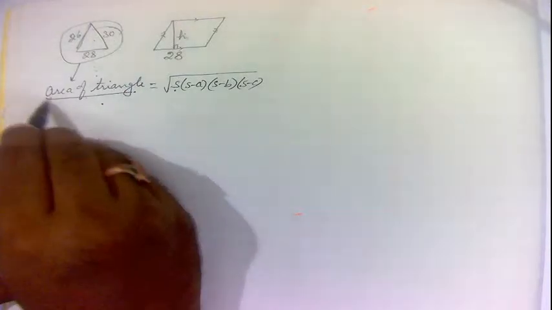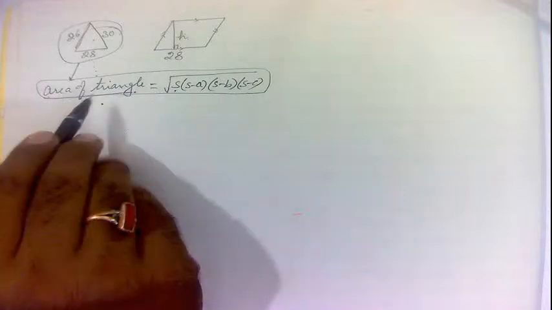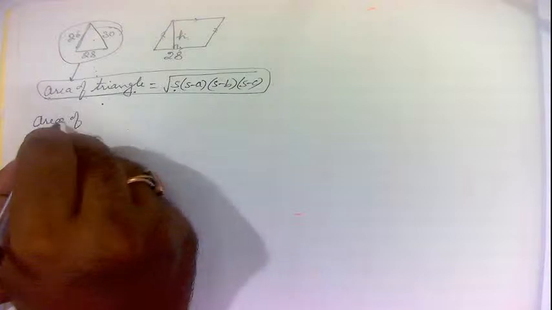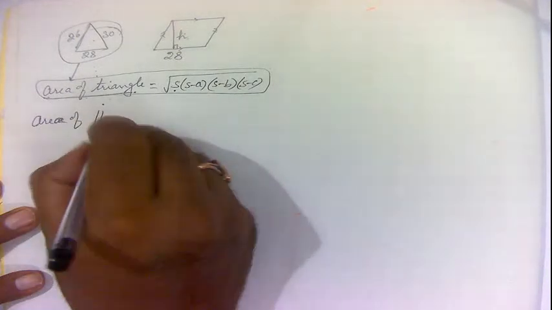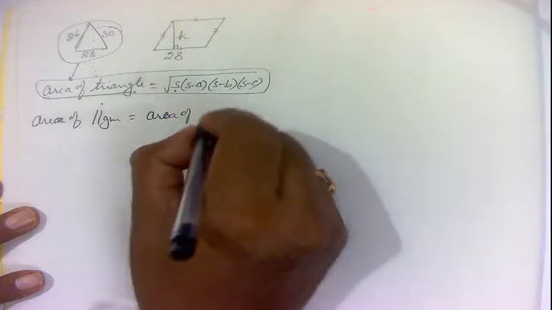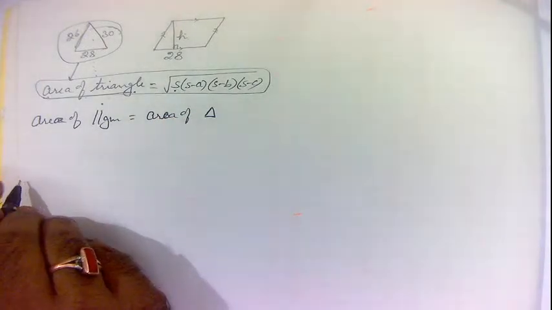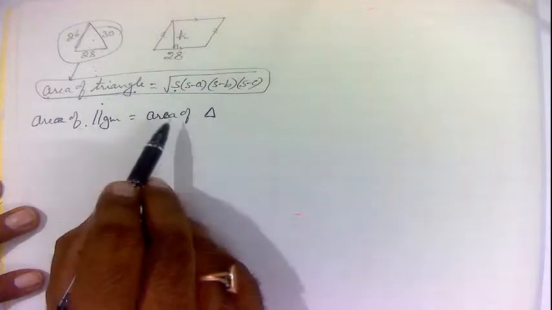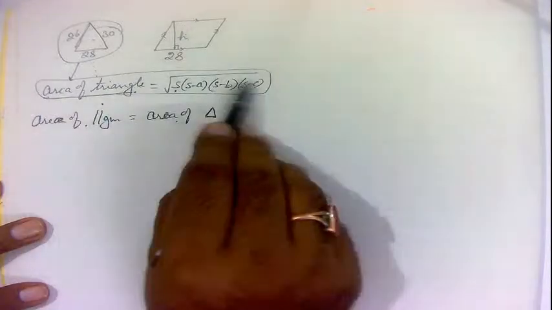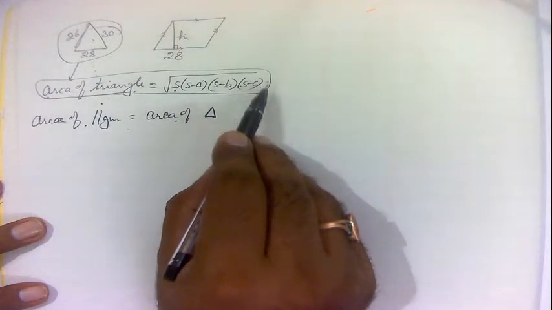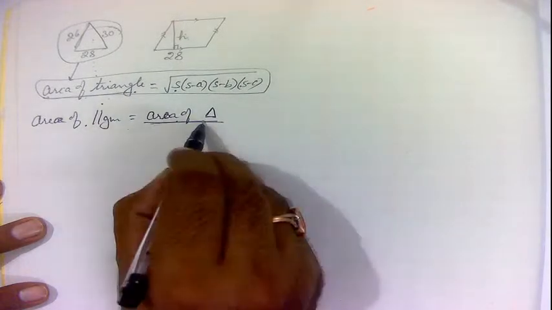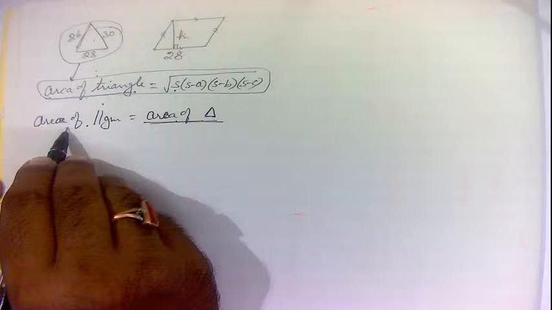Once you calculate the area of the triangle, the area of the parallelogram is equal to the area of the triangle. We are given that the areas are equal, so whatever area you get from Heron's formula, you will take it here. That will become the area of the parallelogram.